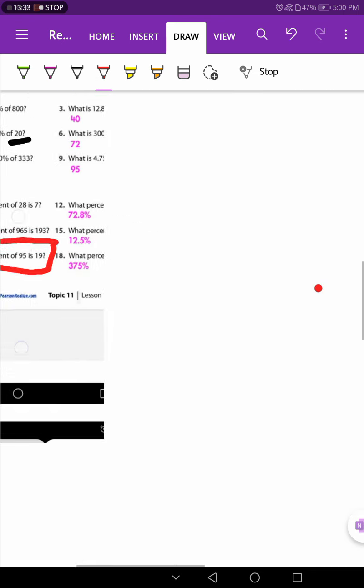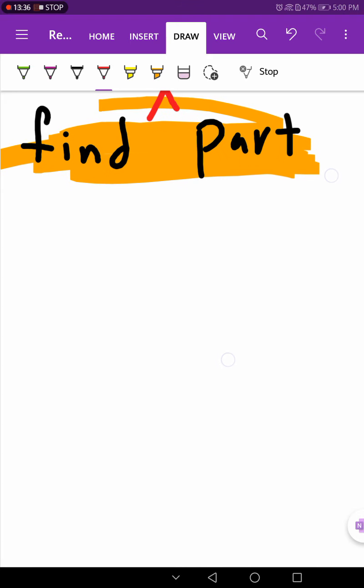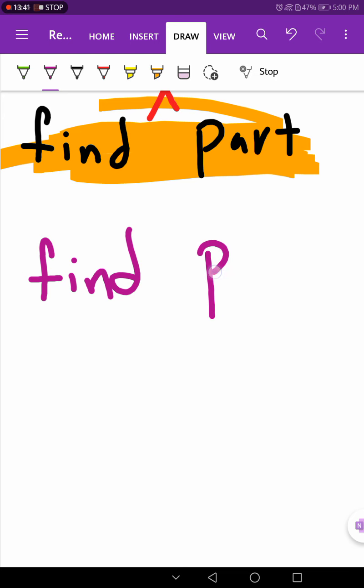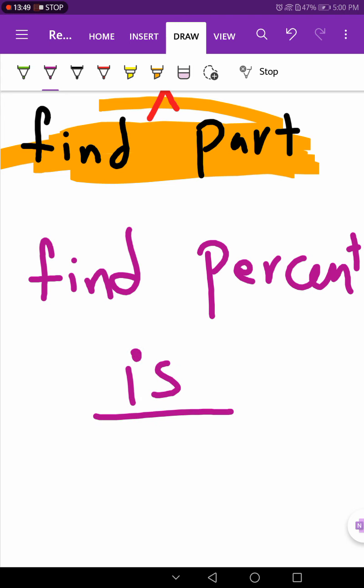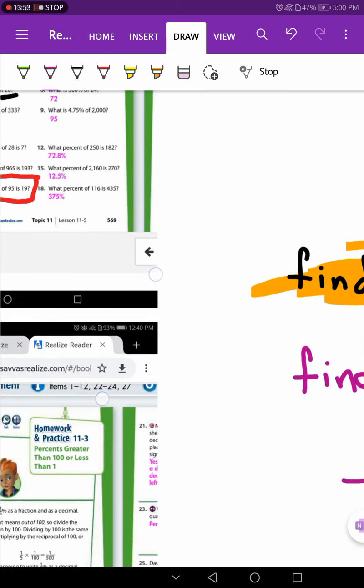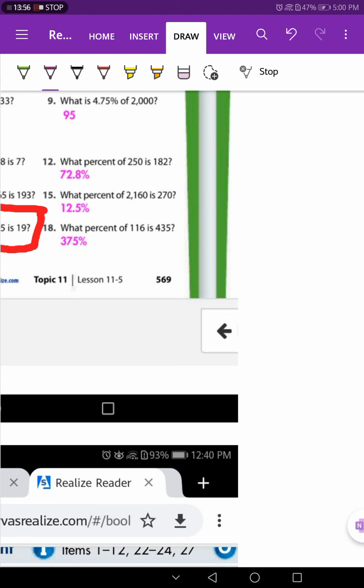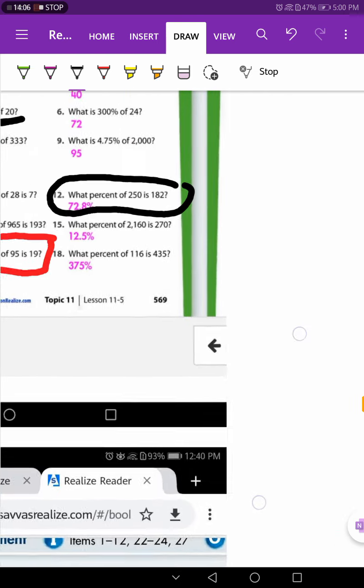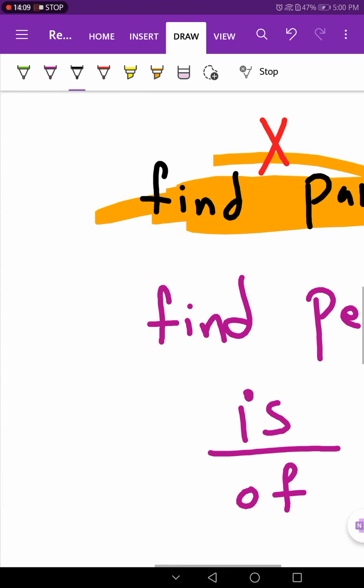Find percent. What you have to do, you have to write what is after "is" over what is after "of". Let us take an example here. For example, question number 12. What is after "is"? 182. And what is after "of"? 250. Okay, remember.